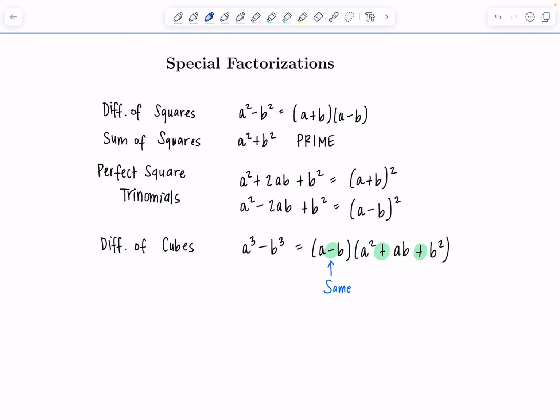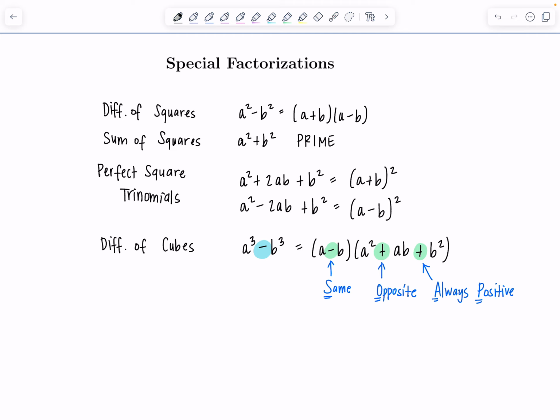Same, opposite, and always positive. So let me show you how to think of it. Since we were factoring a difference of cubes, we had subtraction between the original two terms. So this first factor just has two terms inside. It's going to have the same sign, minus sign. The next is opposite of what you had, and the last one's always positive. You just have to remember now the rest of the format, that it's AB, A squared, AB, B squared.